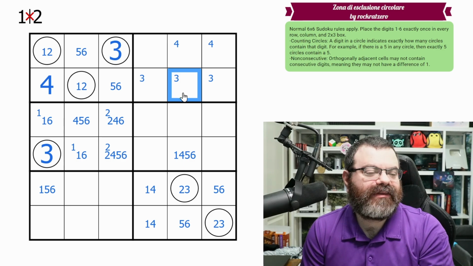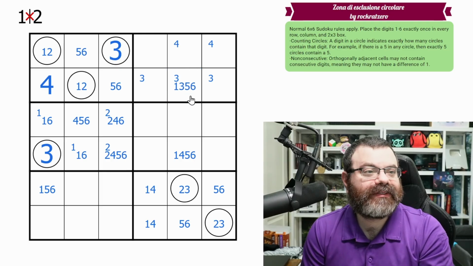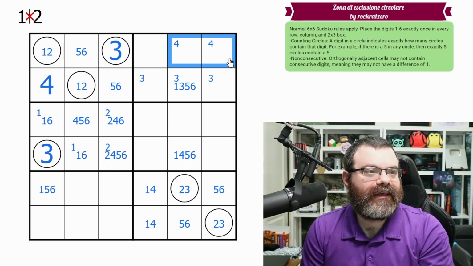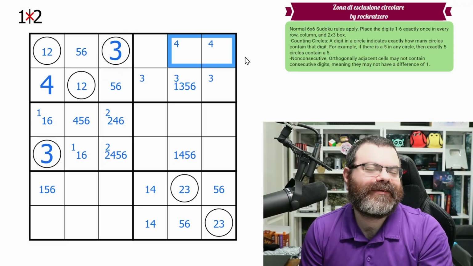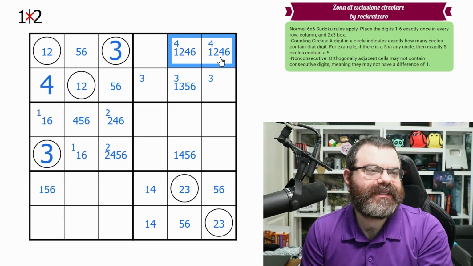Because if the cell in the middle were a 2, it would have to be next to a 3. So if this isn't 2, then it's from 1, 3, 5, 6, I guess. The 4 up here eliminates 3, but it eliminates 5 from these two. We talked about that pattern already. So 5 can't be in these two. Then these are from 1, 2, 4, 6.